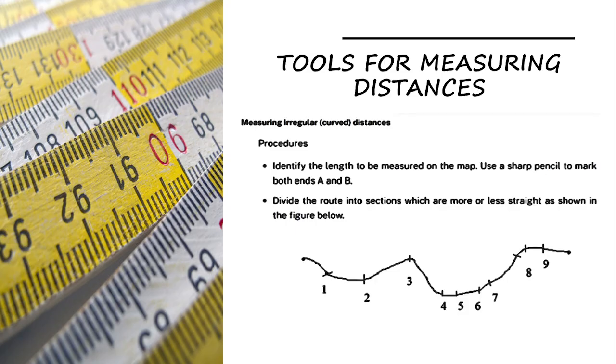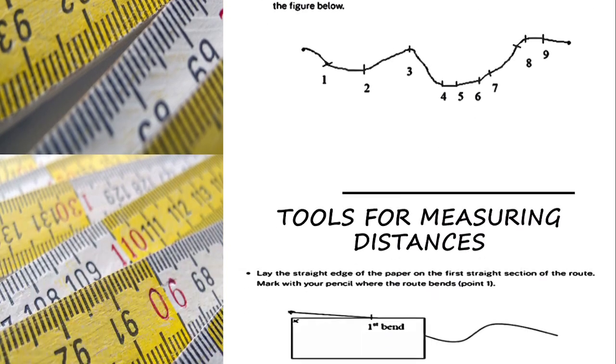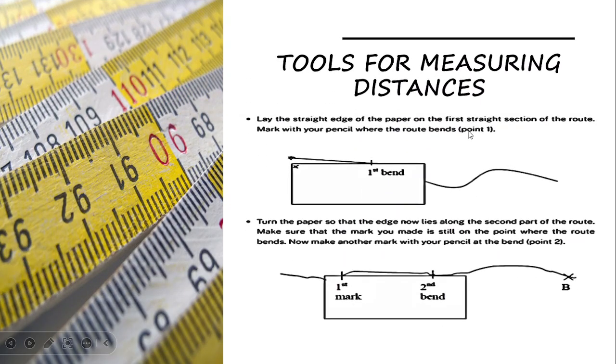After marking points A and B, those ends, you divide this irregular route, maybe a river or something else that is curved, into a few small sections which are less curved, so that each section is a little bit straight and you can use the paper to measure that kind of distance. Now lay the straight edge of the paper on the first straight section of the route and mark with your pencil where the section ends.